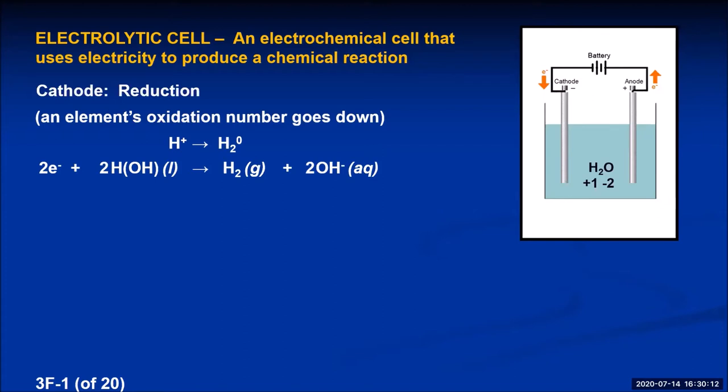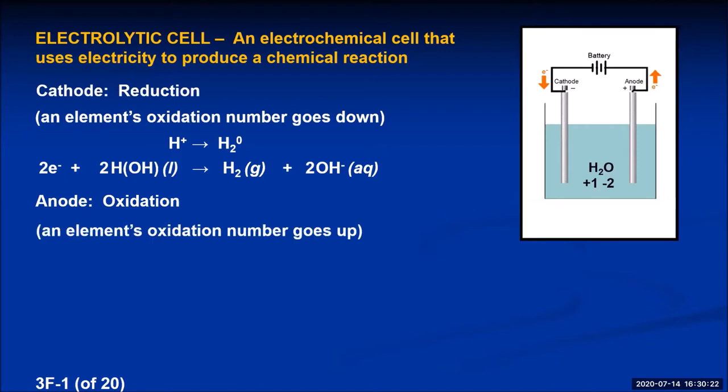This is the reaction that occurs at the cathode. That's the reduction. The anode, the other electrode, is where oxidation occurs. And when something is oxidized, that's when an element's oxidation number goes up. In the case of water, the only element whose oxidation number can go up is the oxygen. It's negative two, and it can go up to negative one and then all the way up to zero, where you form elemental oxygen. Hydrogen can't go up.